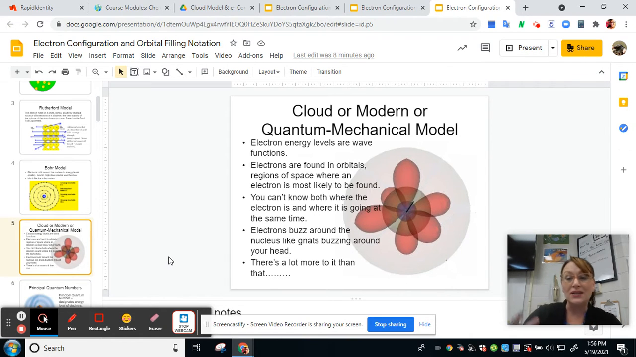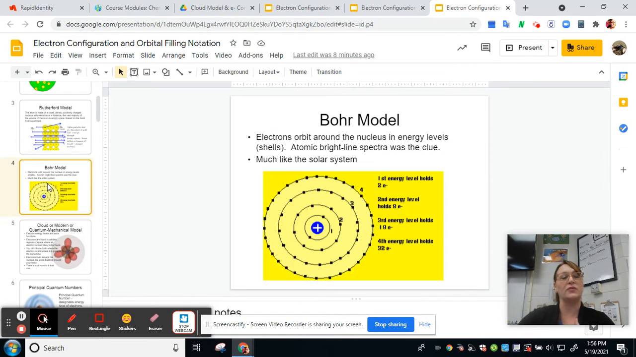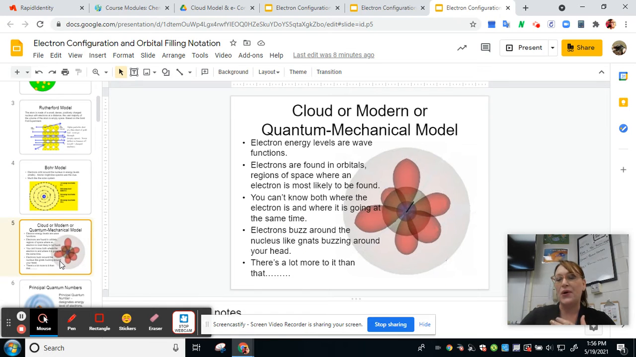Sometimes it's called the quantum mechanical model because it was based on the work of some quantum physicists. So in this modern model, instead of the electrons tracking around in orbits like the planets orbit the sun, what we have are electrons that occupy a cloud. And the clouds can have different shapes, but each cloud is in a certain energy level.